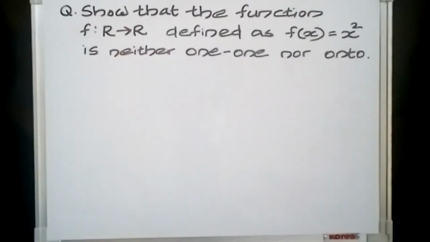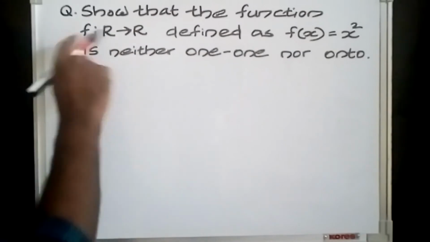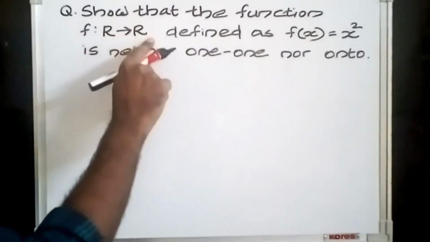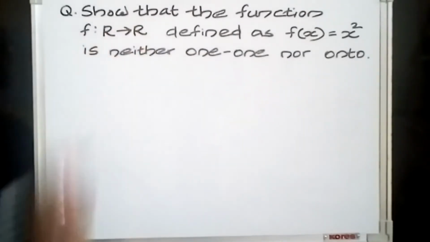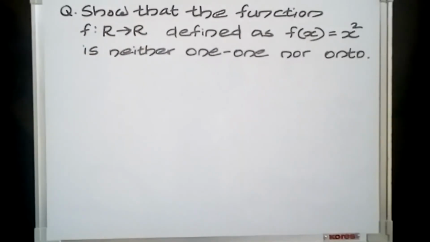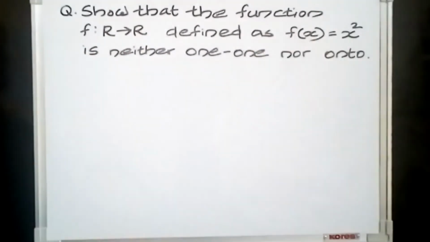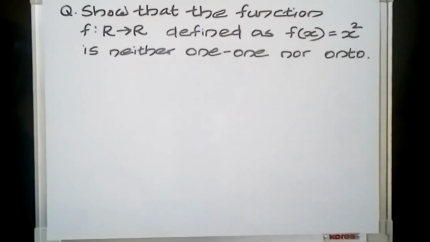Now to the next problem. Show that the function f defined from R to R, set of real numbers to set of real numbers, defined as f of x equal to x squared, is neither 1-1 nor onto. It is not 1-1 and not onto.